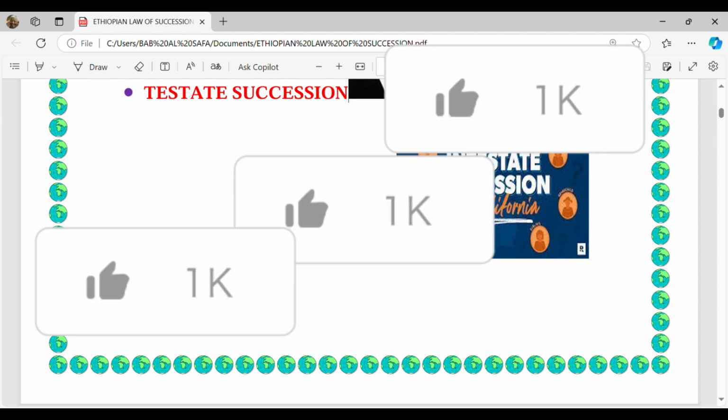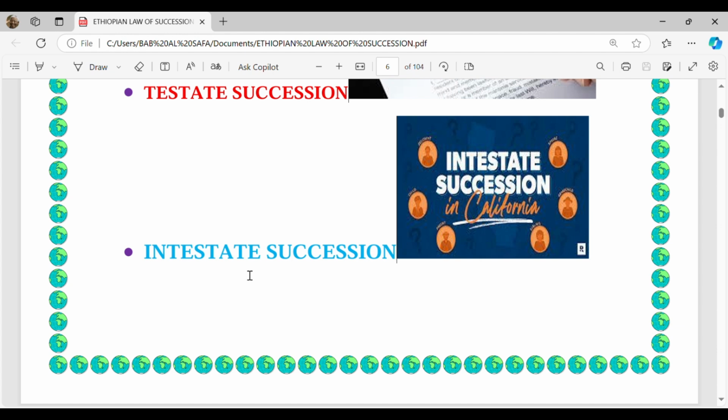When we come to intestate succession, this comes into the picture at a time when the person, the bearer of the rights and duties, died before writing the will. At that time, intestate succession comes into the picture, which means devolution of the succession is made by the court as per the law.